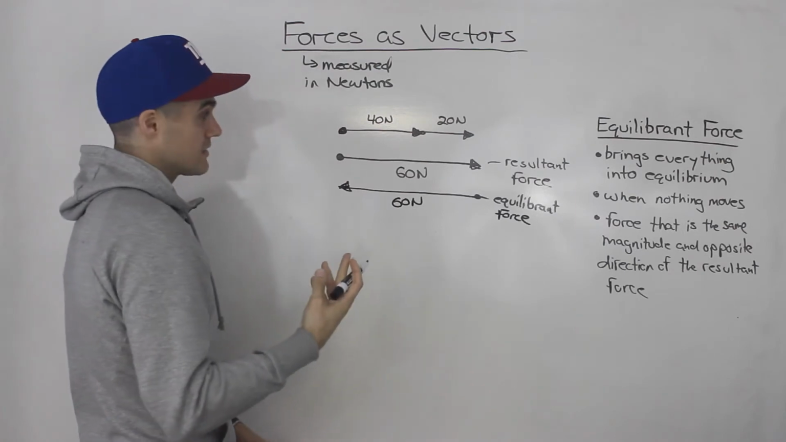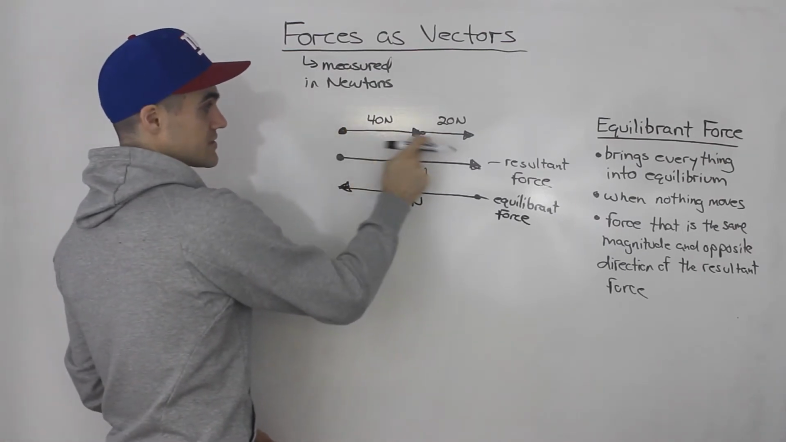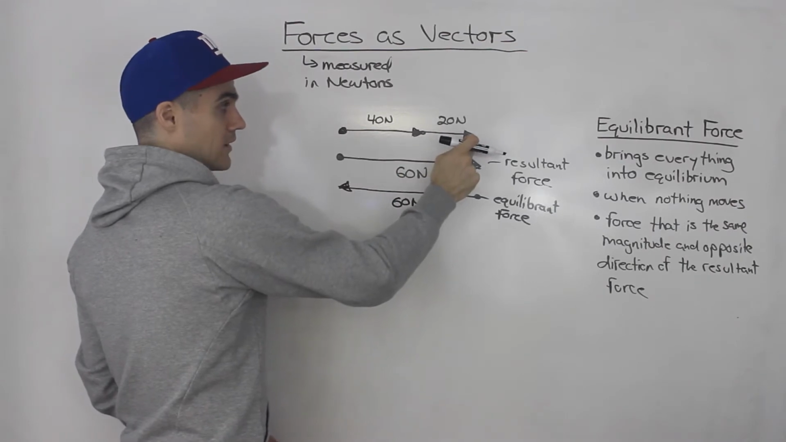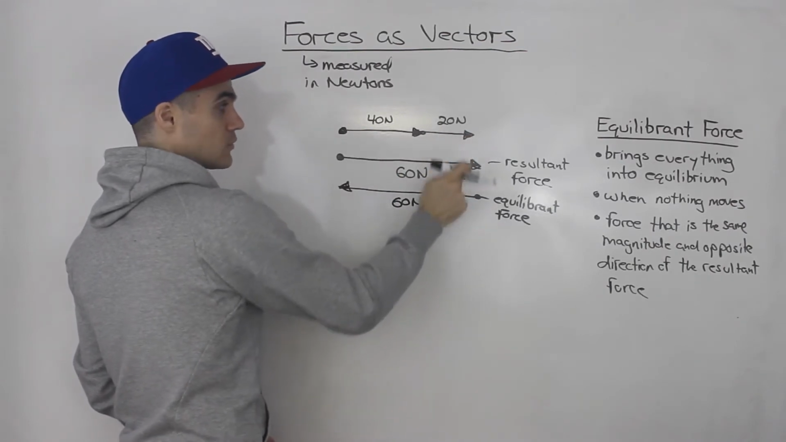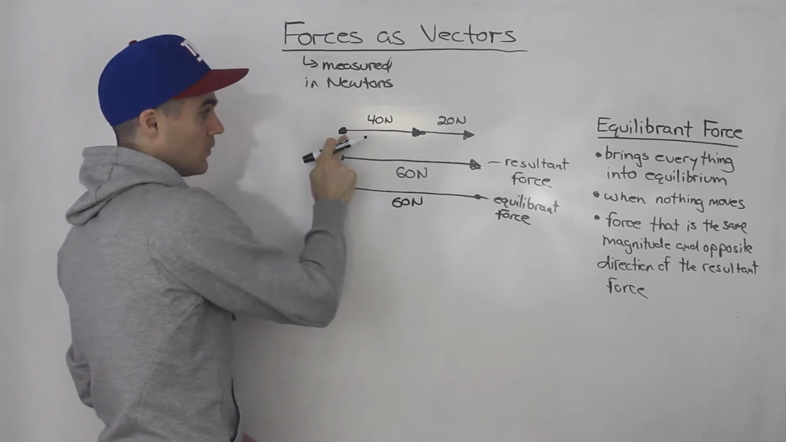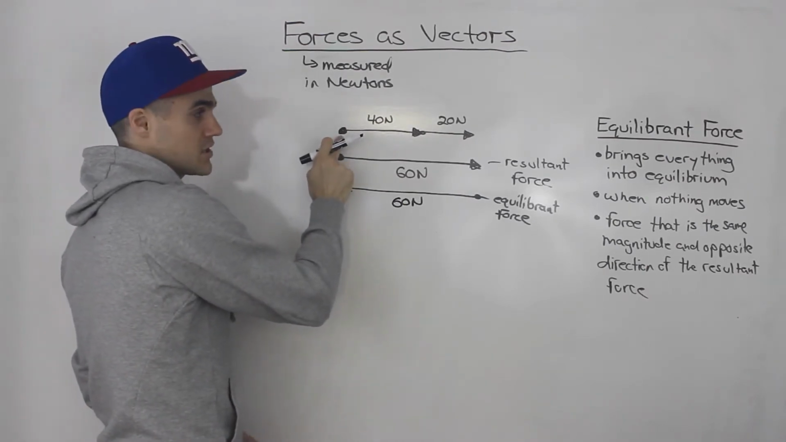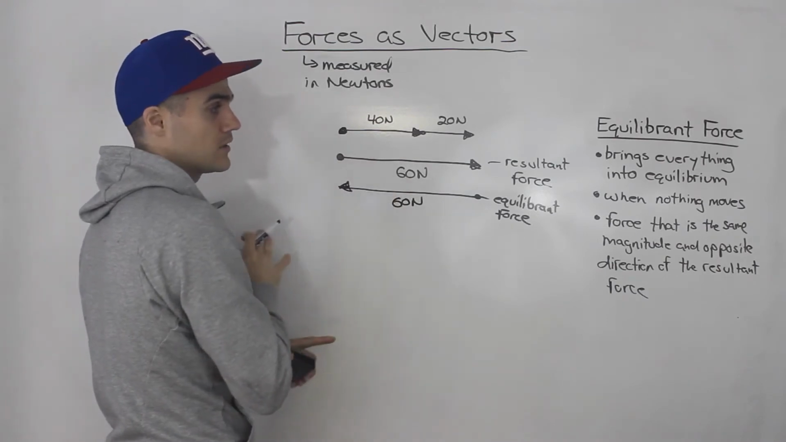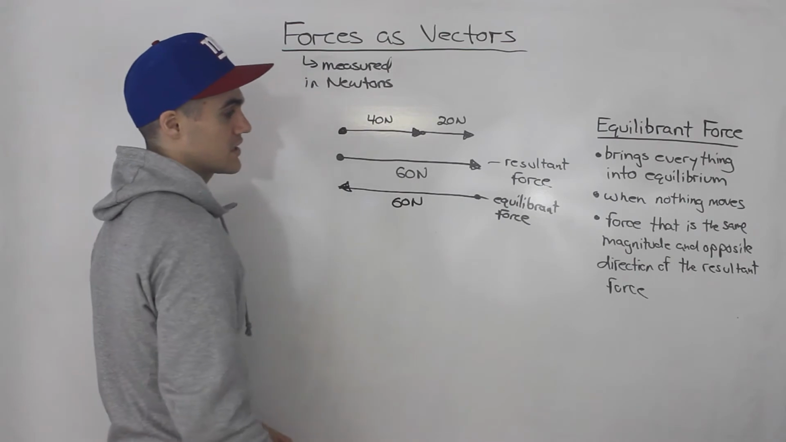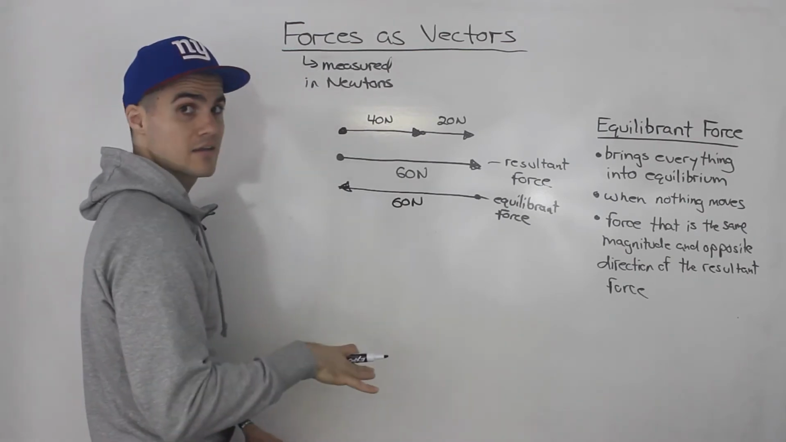So if we take these two forces, add them together, 40 newtons plus 20 newtons, and then on top of these, we add the equilibrium force, which would bring it back to the starting position. Whenever you come back to that starting position, it means everything is in equilibrium, nothing is moving. And the equilibrium force is what's going to make that happen.